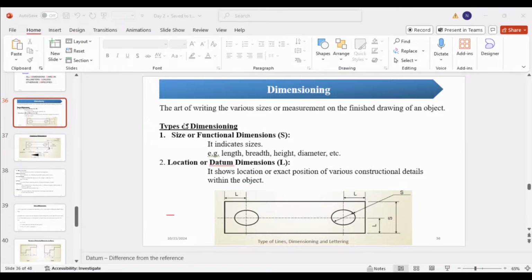Okay, then let's look at the dimensioning. It is the art of writing the various sizes or measurements on the finished drawing of an object.